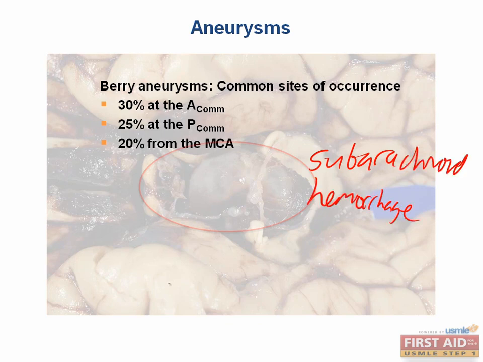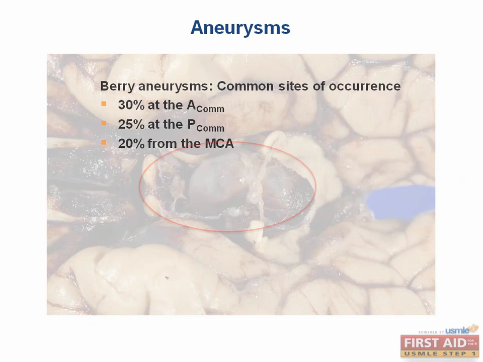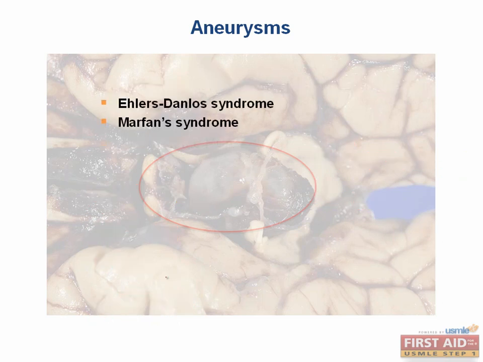Risk factors for aneurysmal rupture include hypertension, smoking, advanced age, and people with adult polycystic kidney disease, ADPKD. There are also two connective tissue disorders that were discussed in biochemistry that lead to increased risk of developing aneurysms. I'll give you a second to think about it. The disorders are Ehlers-Danlos syndrome and Marfan syndrome. Both affect connective tissue, which is obviously an important part of the integrity of blood vessels.